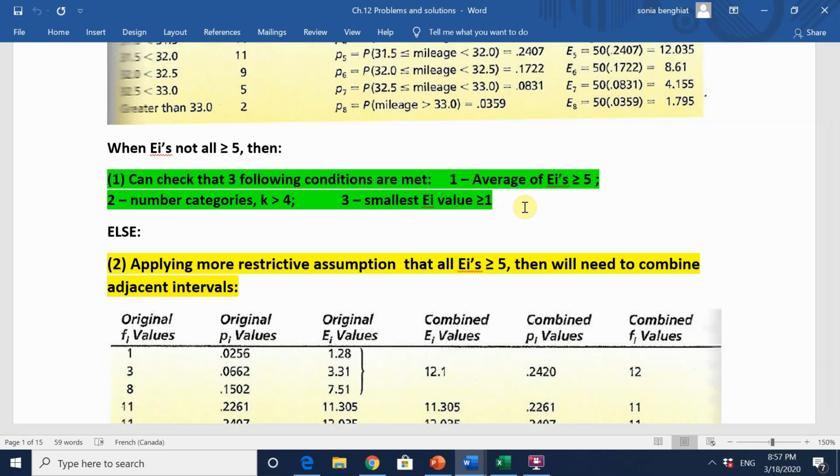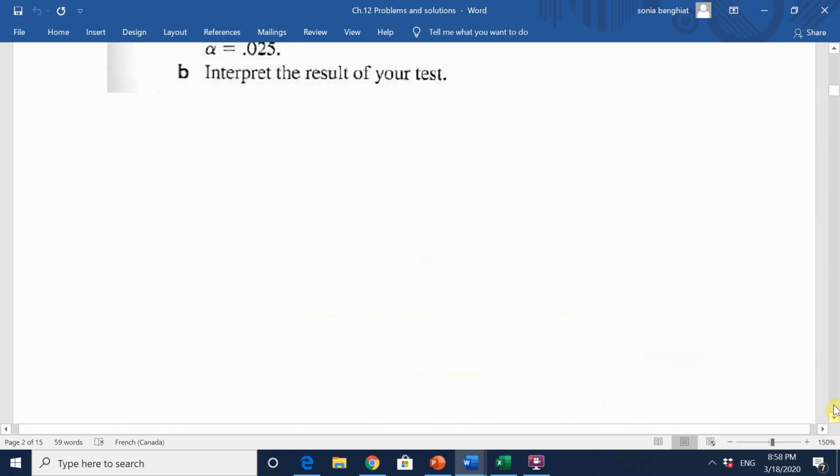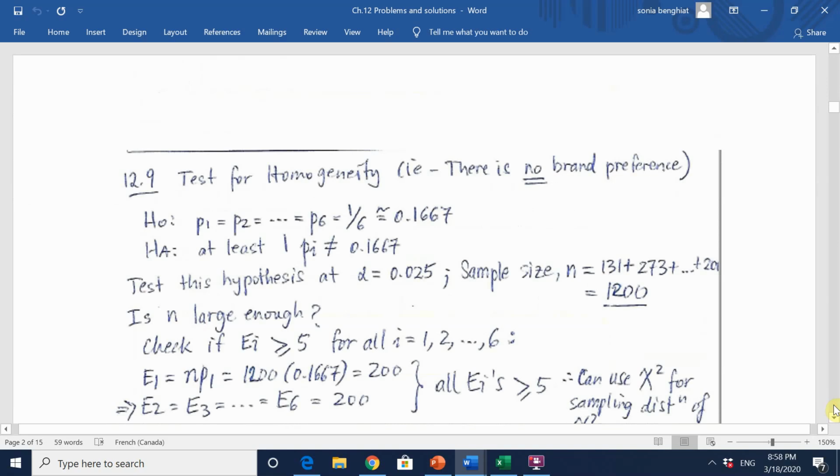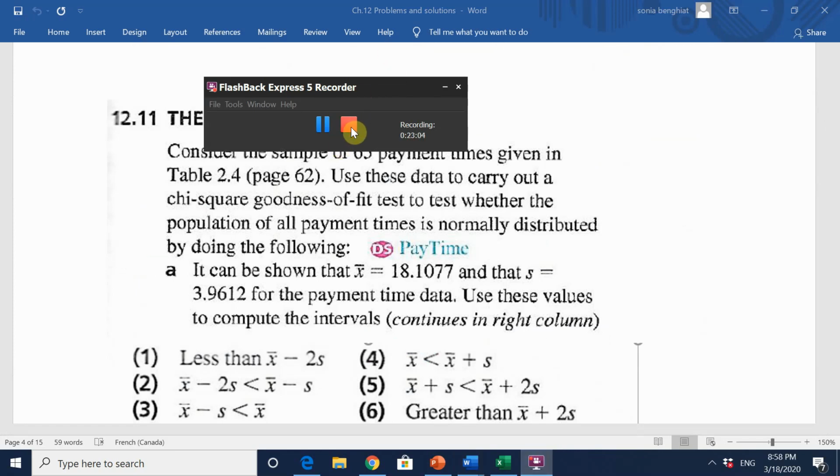So I hope this has been helpful. I encourage you to go through this document, which is posted in the Done in Class folder, and where I give other examples. And yeah, so that's pretty much it for chapter 12.